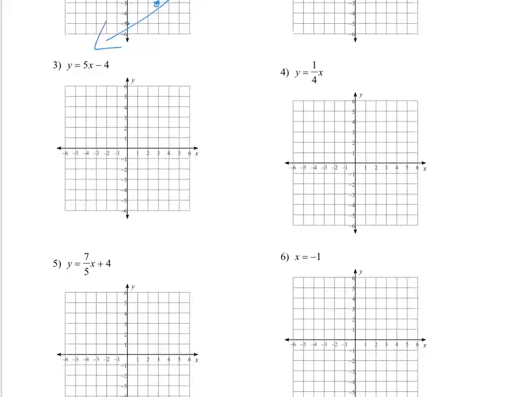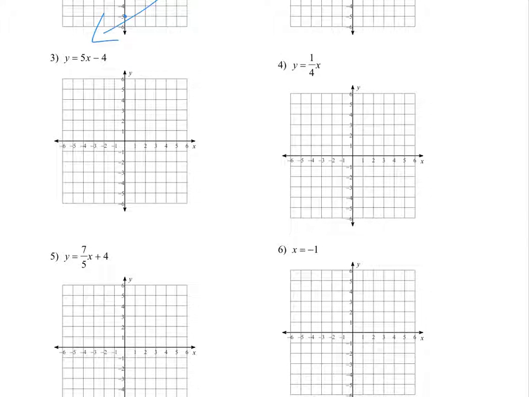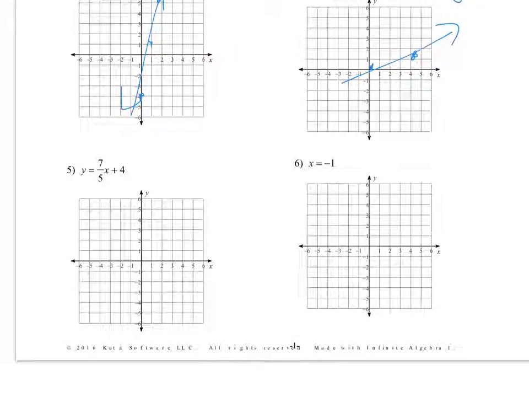And let's move on down here. Number 3, down 4. And then up 5 and over 1, so I should be right there. And this one, okay, so now there's no number added or subtracted on, so that means I have to start at 0. This is a direct variation equation, okay? That's how you have to think about it. So direct variation. So that starts there at 0, 0, and then I go up 1 and over 4. Okay, like that.